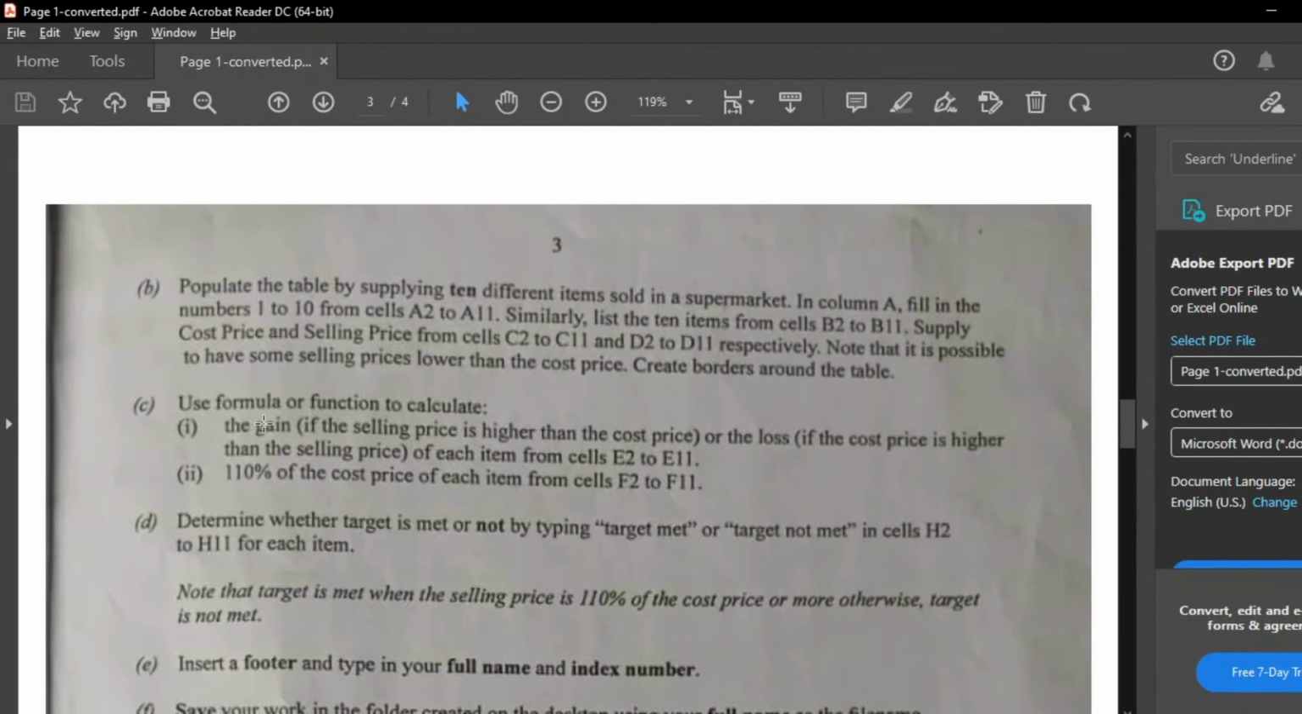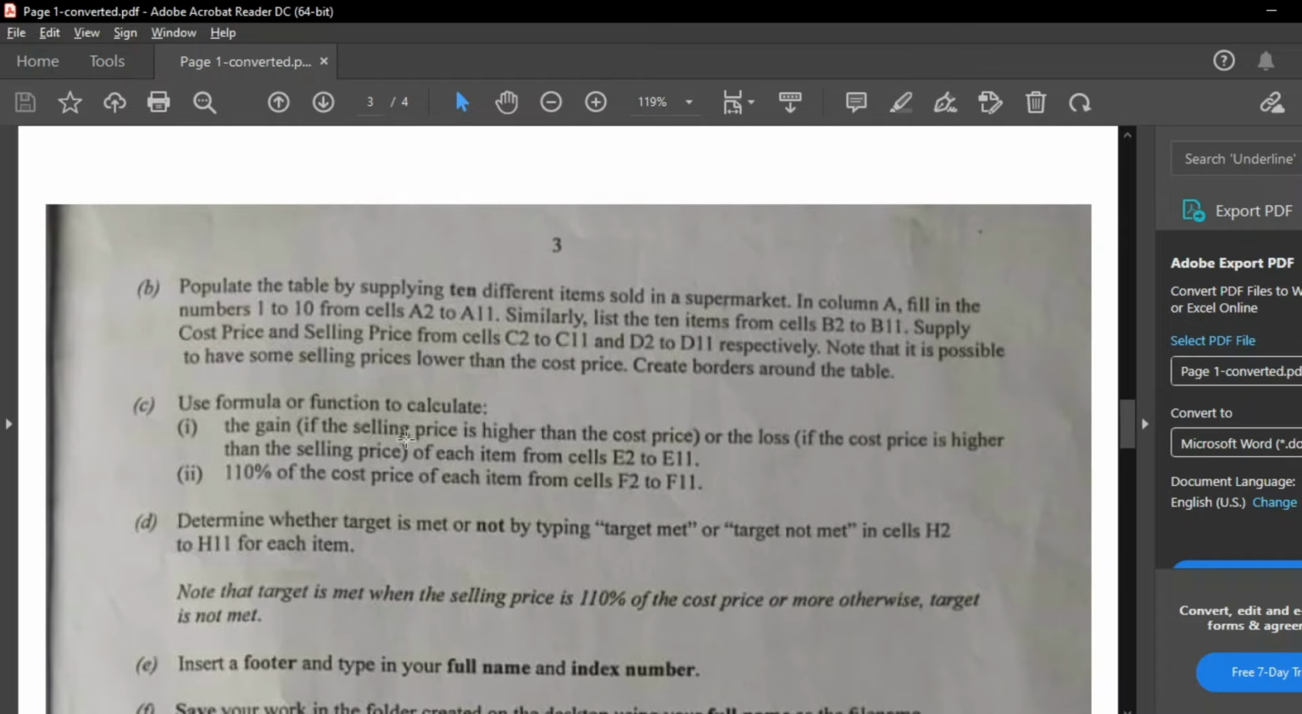Moving forward, use a formula or function to calculate the gain, if the selling price is higher than the cost price, or the loss if the cost price is higher than the selling price of each item from sales E2 to E11. Let me go through that again.